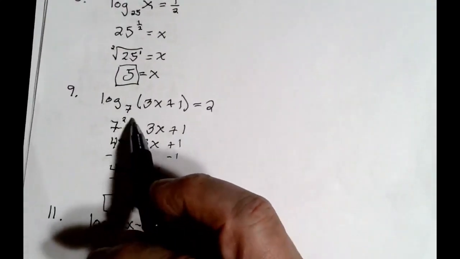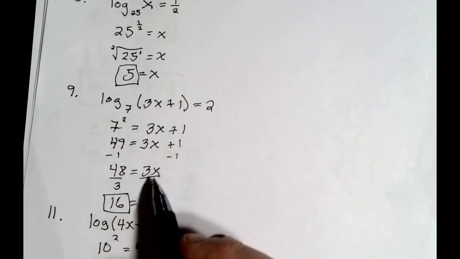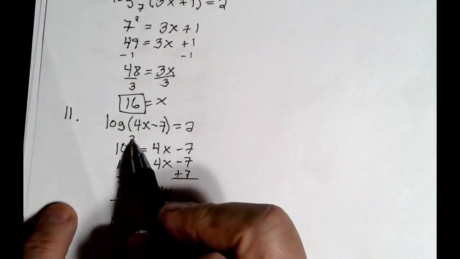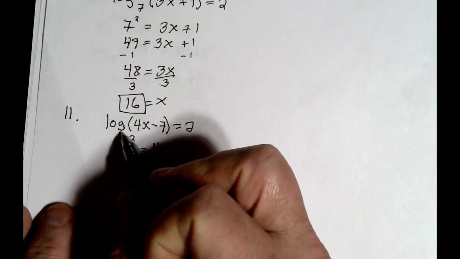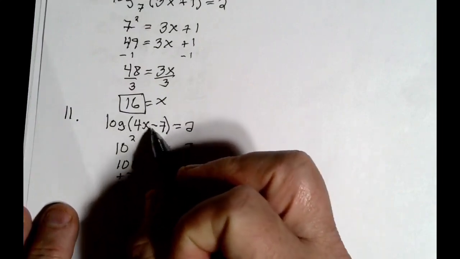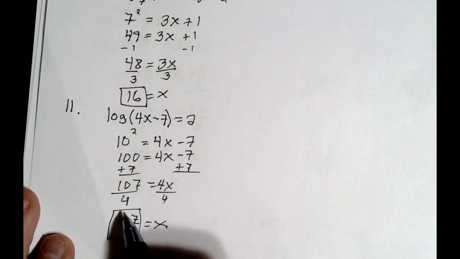Number 9, 7 raised to the 2 equals 3x plus 1. So it's 49 equals this, and the rest of that's just algebra, right? You can solve that. Log of 4x minus 7 equals 2. Or excuse me, base 10. When there's no base written here, it's assumed to be 10. 10 to the 2 equals 4x minus 7. So it's 100 equals 4x minus 7. Add 7, divide by 4, you got your answer.